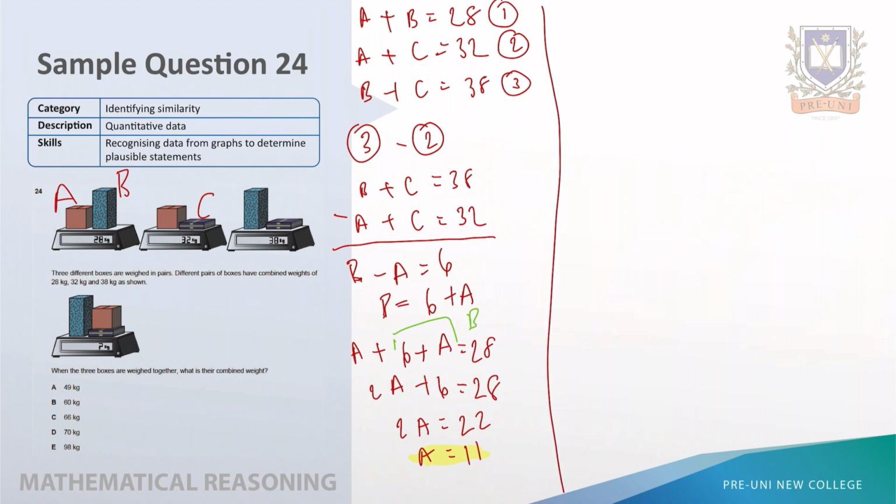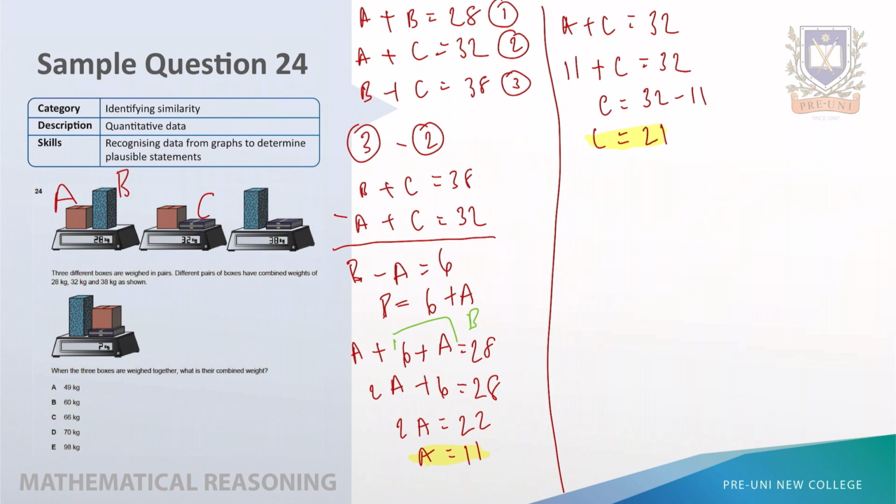And then now we can use this information to figure out boxes B and C. So from equation 2, we have A plus C is 32. We know A is equal to 11, so we can sub that in. So 11 plus C is 32. So therefore, box C's weight is 32 minus 11, which is 21. So box C is equal to 21 kilos.